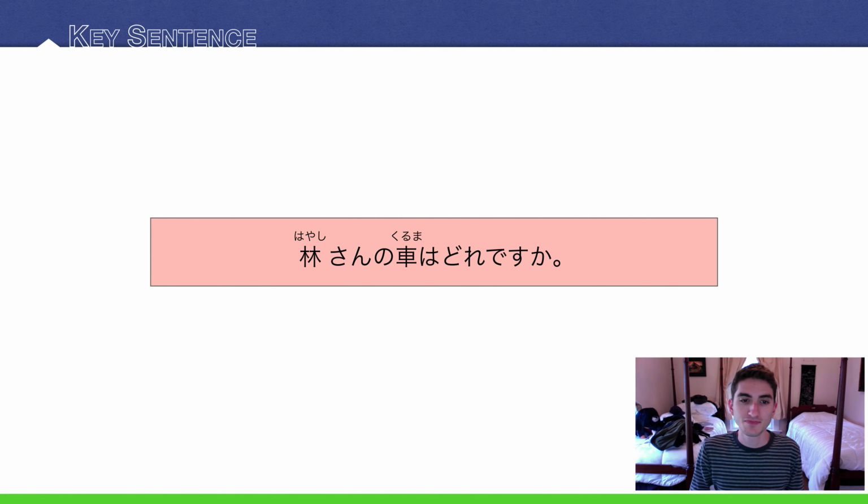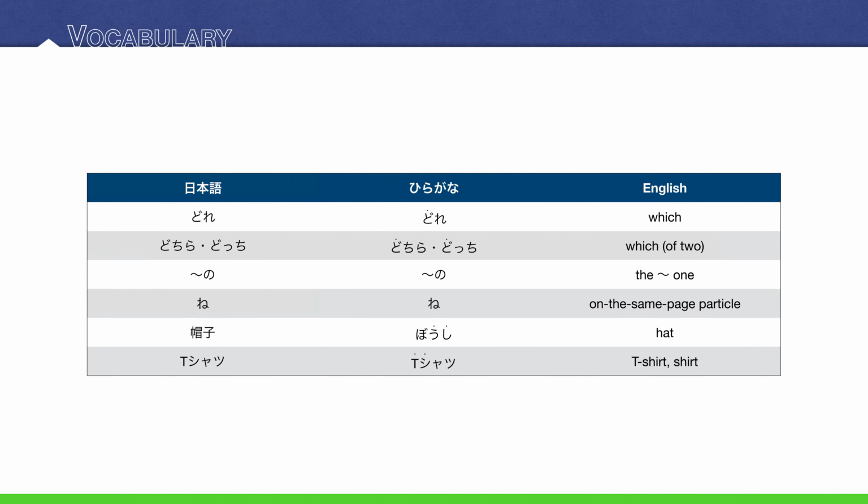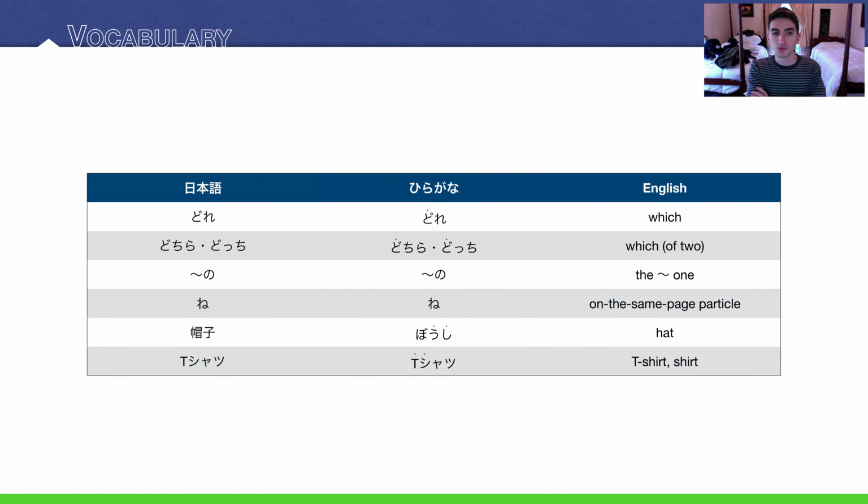Here's our key sentence. Hayashi-san no kuruma wa dore desu ka? Okay. And then today's vocabulary. The main focus is on the question word which. In our case would be dore. Dore. And then we have two new words for which as well. Dochira and dochi. Okay.